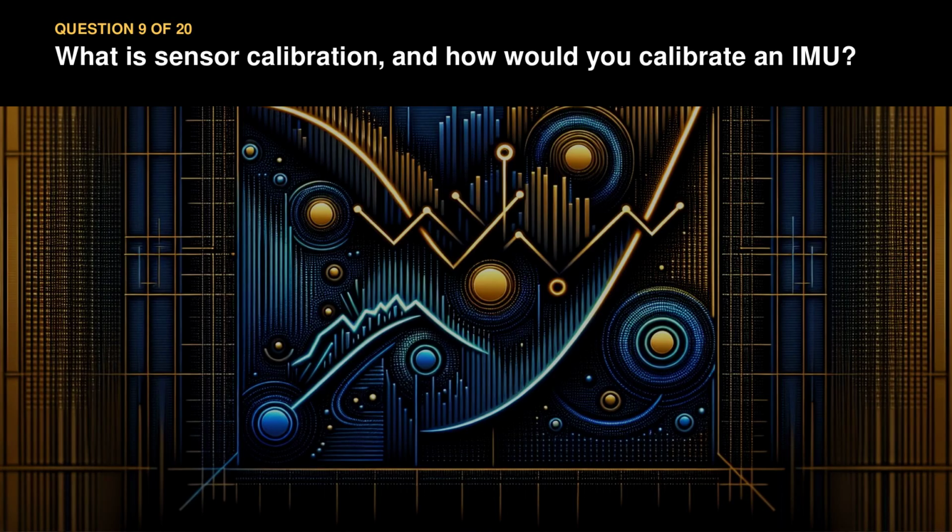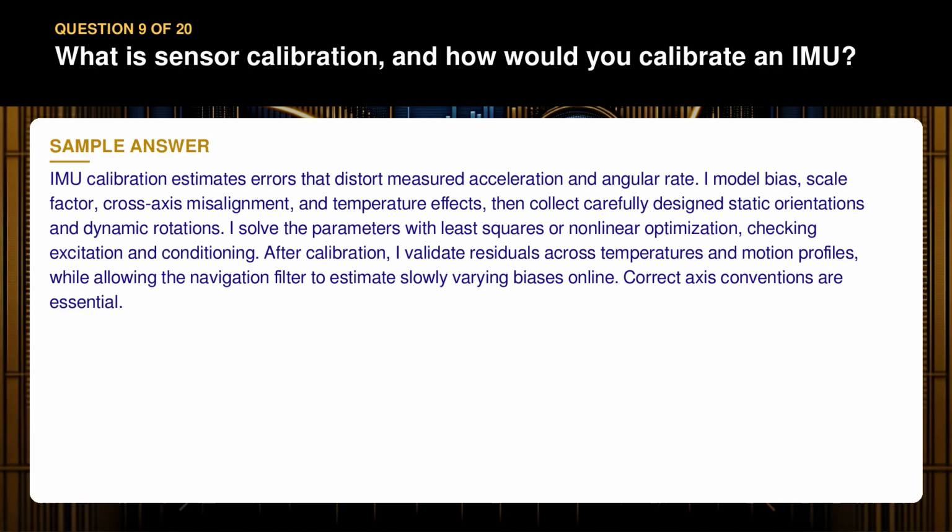What is sensor calibration, and how would you calibrate an IMU? IMU calibration estimates errors that distort measured acceleration and angular rate. I model bias, scale factor, cross-axis misalignment, and temperature effects, then collect carefully designed static orientations and dynamic rotations. I solve the parameters with least squares or nonlinear optimization, checking excitation and conditioning.